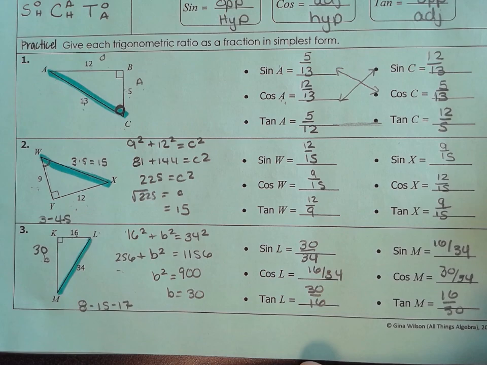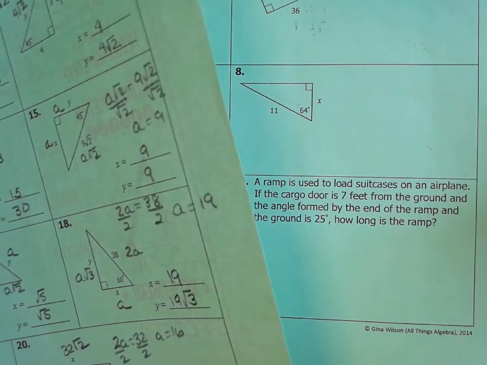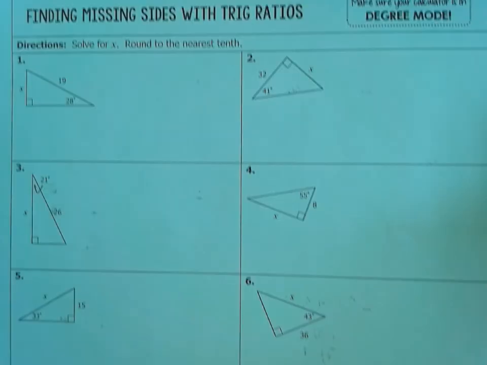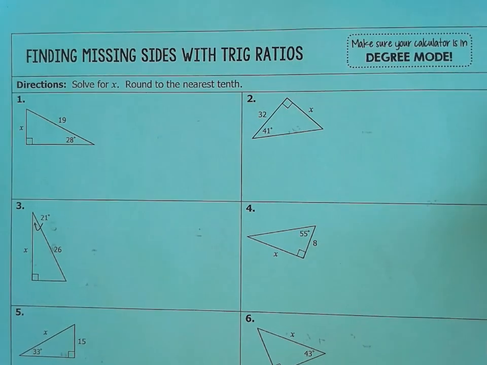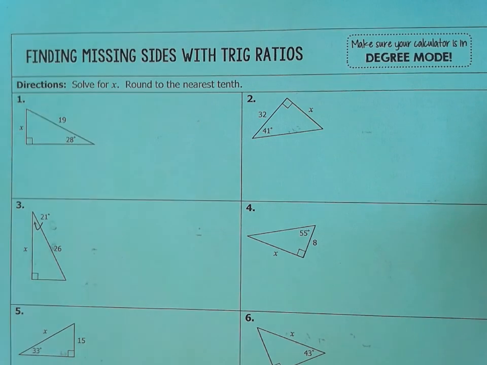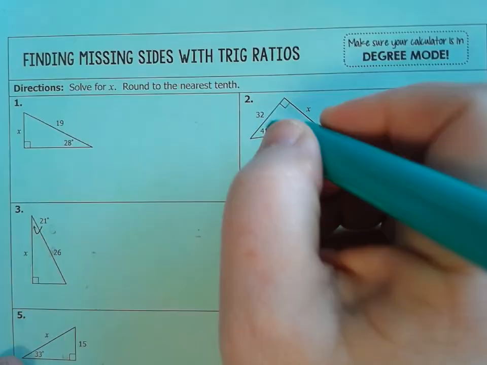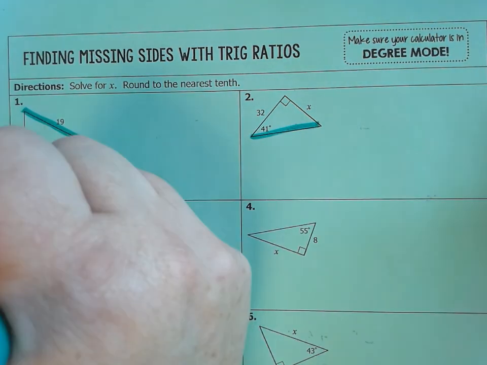Now, what happens when I want to solve for a missing side of a triangle and I don't have all three sides, I only have one side? I can use these trigonometric ratios to help me solve for the unknowns. So what I do is, I'm going to tell you to always highlight your hypotenuse in these triangles.